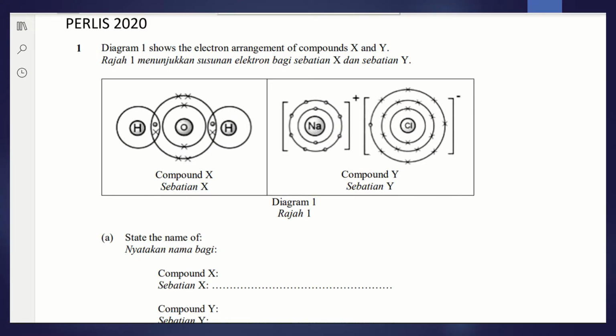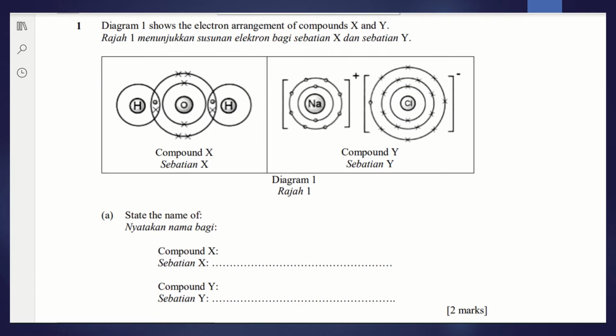Today I would like to share with you questions from Trial Perlis 2020 based on topic chemical bond. Okay, so we look at question number 1. Diagram 1 shows the electron arrangement of compounds X and Y. State the name of both compounds.